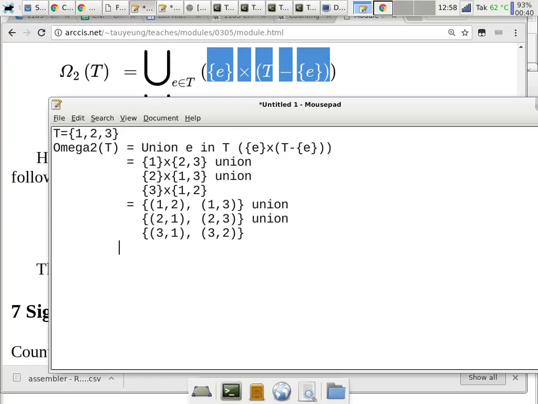So once you perform the actual unions, then you end up with a bigger set. And the bigger set just has 1, 2, 1, 3, 2, 1, 2, 3, 3, 1, and 3, 2. Is that making sense? Yep. So it is all spelled out.